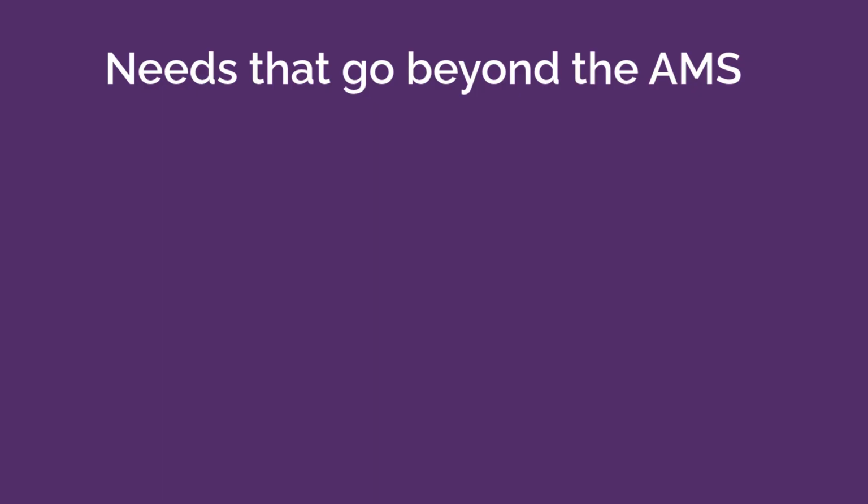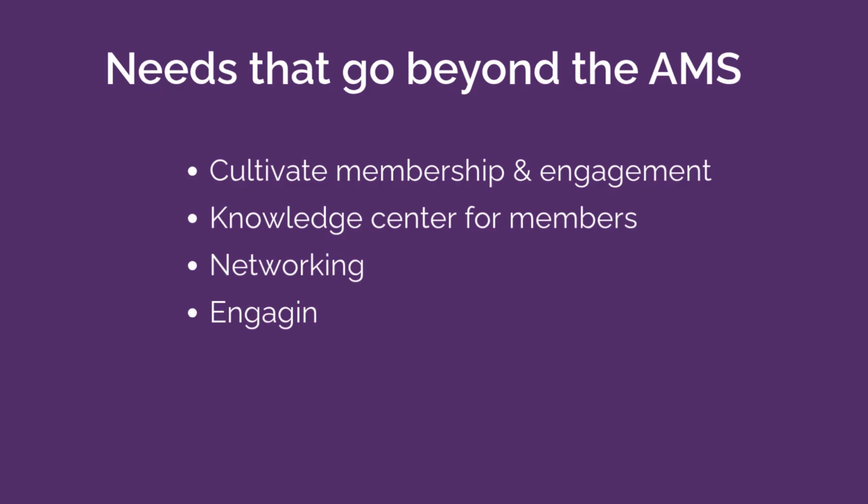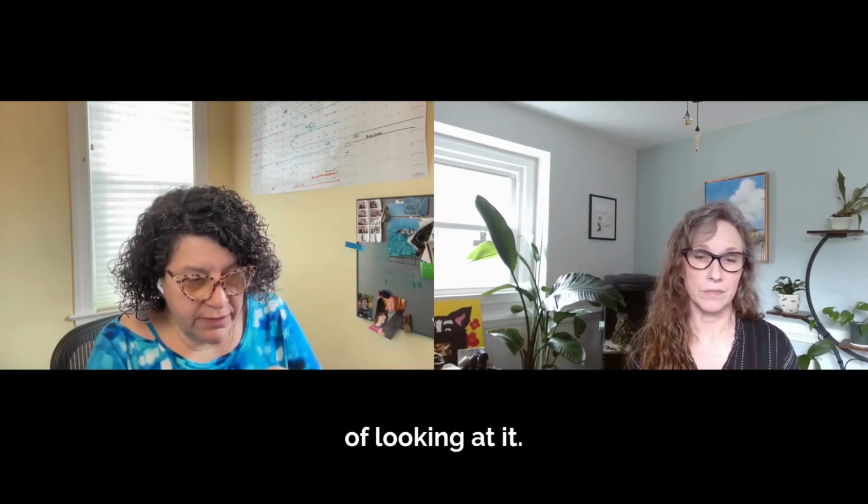Great examples are if you are trying to cultivate membership and cultivate engagement, if you're trying to provide a knowledge center for your members, if you're trying to create a networking and engaging website for your users, then you need to go beyond the AMS website capabilities. Yeah, I think it's a great way of looking at it.